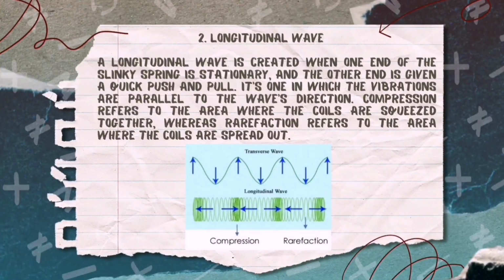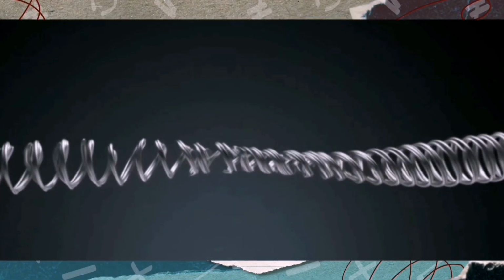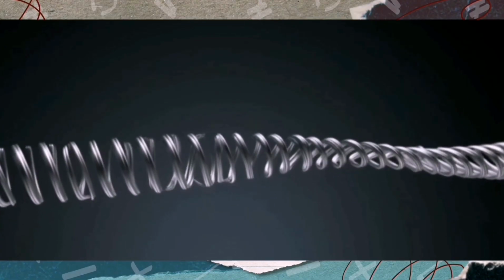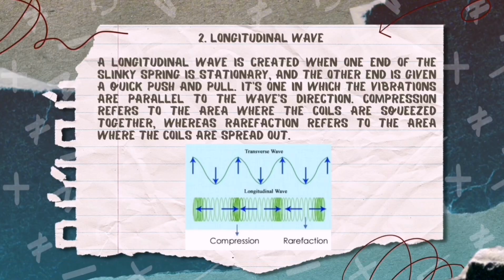Next, the longitudinal wave. This time, the particles move parallel to the energy. This parallel motion creates two regions: compression, where the coils are squeezed together, and rarefaction, where they are spread apart. The most important example, sound. Sound waves are simply compressions and rarefactions traveling through the air.